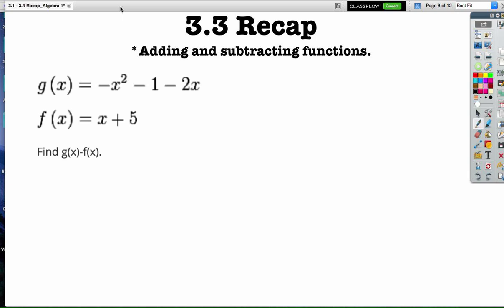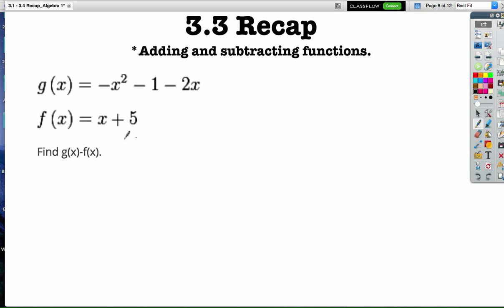The very first type that we saw is if they had given us a couple functions and told us what specific operation to do with those two functions. So this is asking us to find g of x minus f of x. They're asking us to subtract these two functions, and we just have to make sure we write it in the correct order and watch out for any distribution that needs to happen, particularly if I'm doing subtraction. We have to remember to distribute the minus like a -1 out front to everything in the second function.